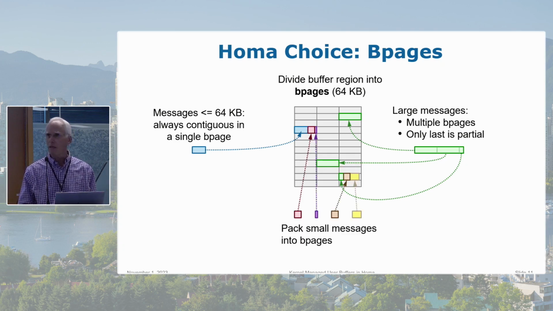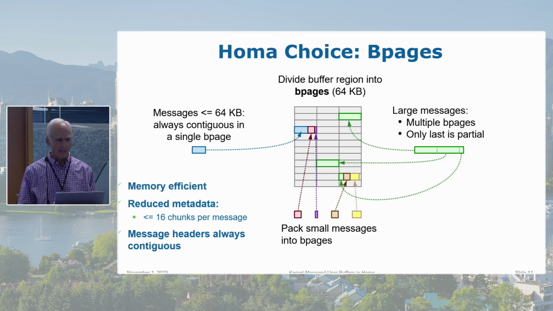And then finally, small messages can get packed into B pages. So potentially several small messages can get packed into a single B page. And so the idea of this is that first, it's memory efficient. If we're getting a lot of small messages, we're not going to use very many B pages. Second, it doesn't eliminate metadata. Large messages could still require several chunks, but there's not very many of them. At most 16 chunks for a full-size message.